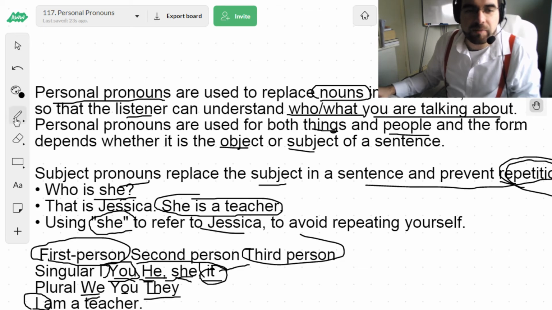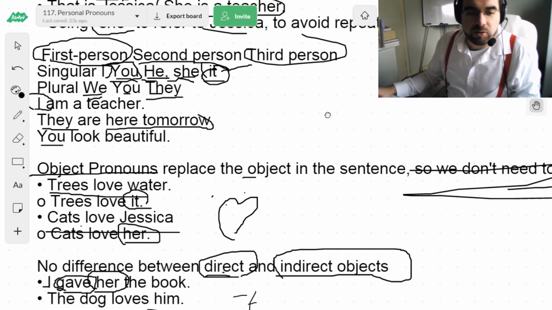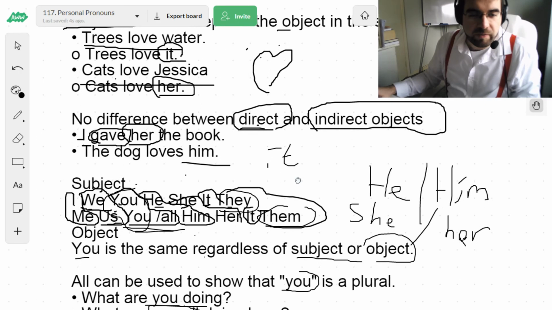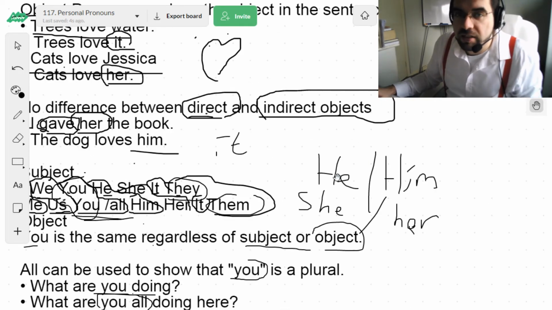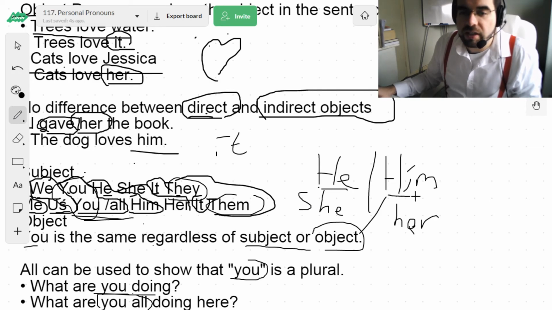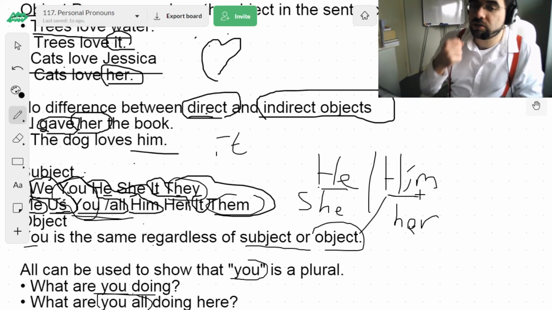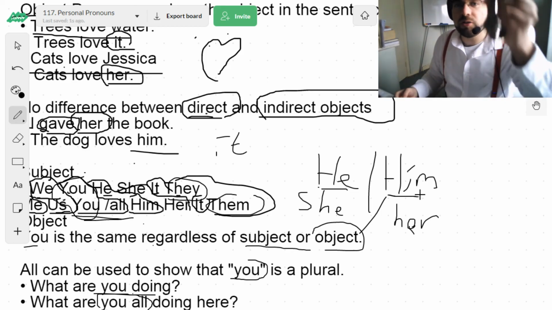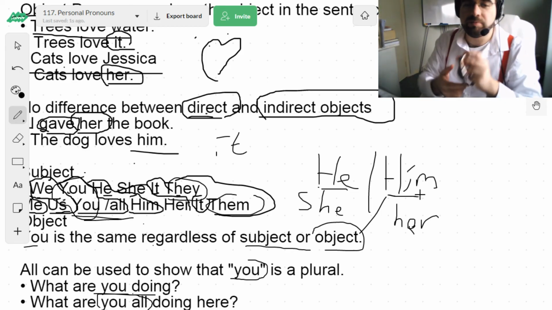So the listener can understand who or what you are talking about, and personal pronouns are both things and people, and the form is of the object or subject. You, we, us, her, here we are. He, him. If it's the subject of the sentence, it's he. Subject, he. Object, him. He wants a new watch. This watch is for him.